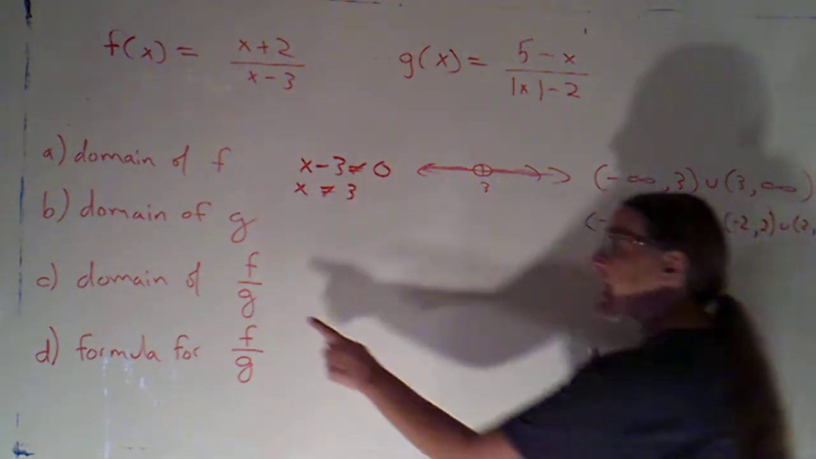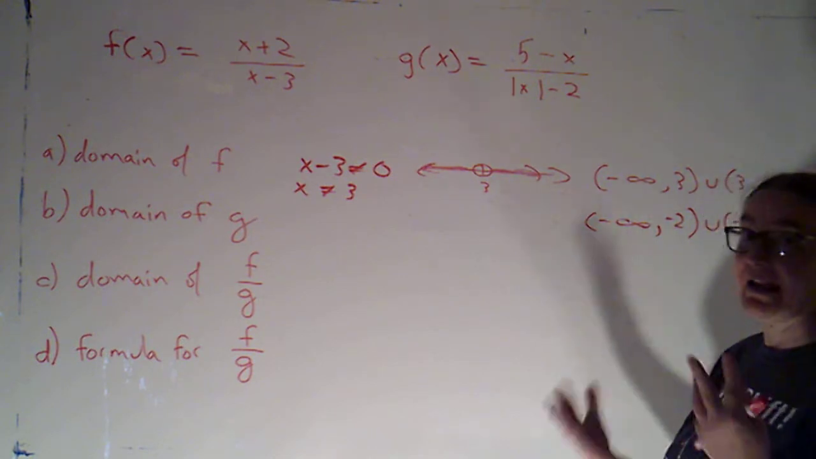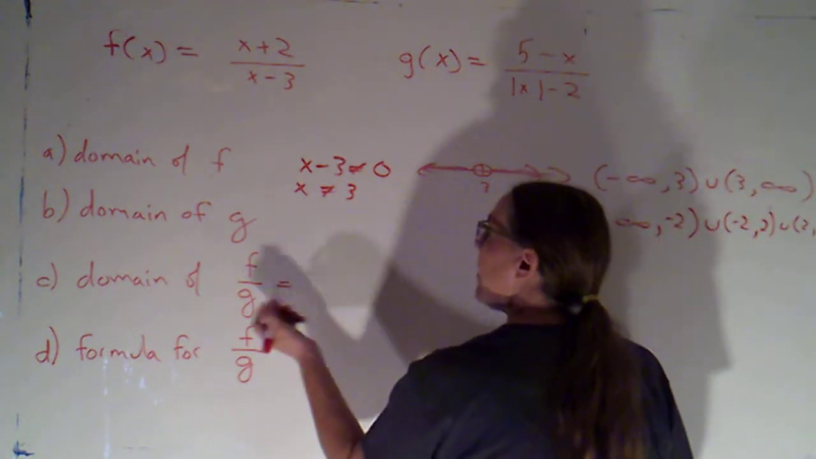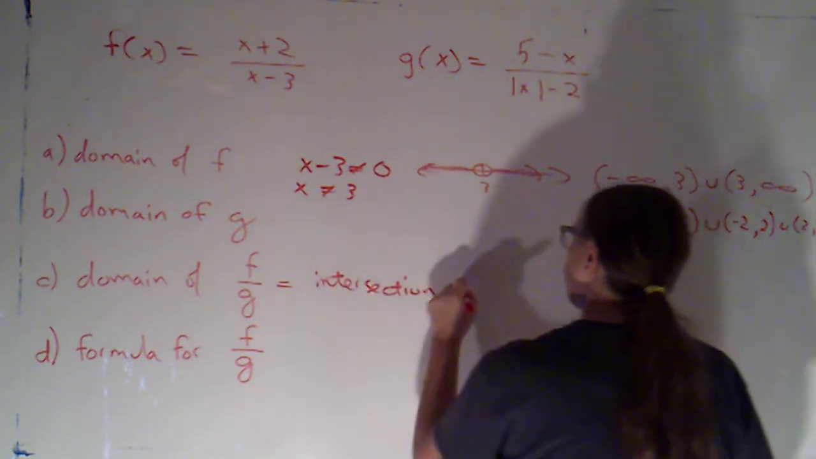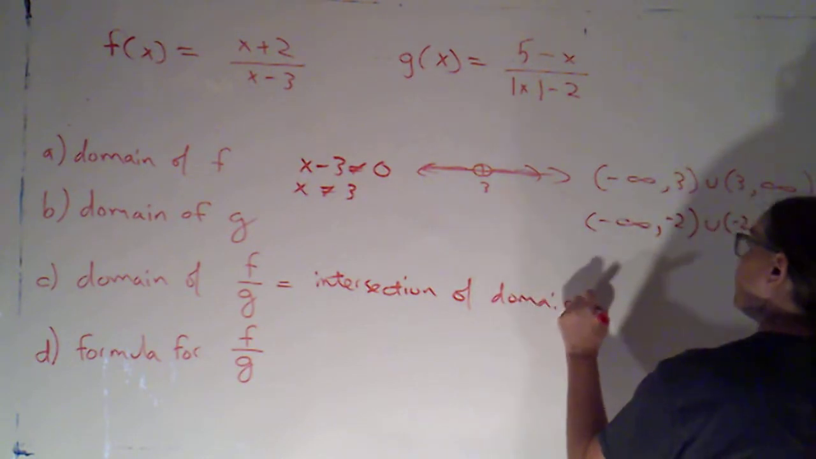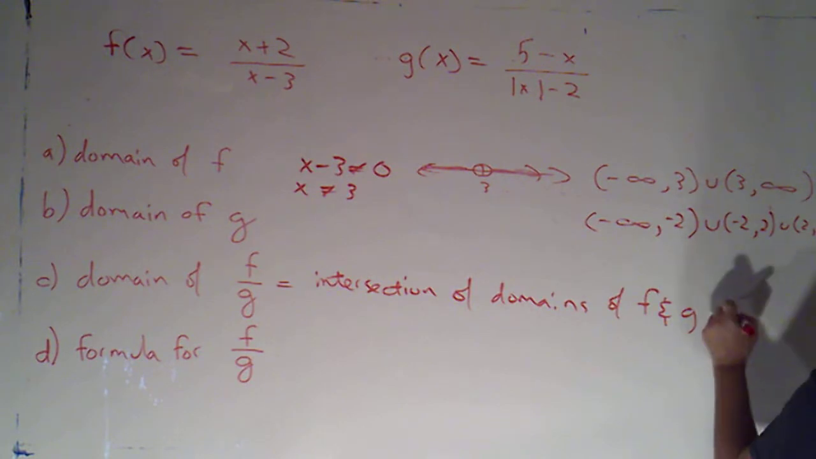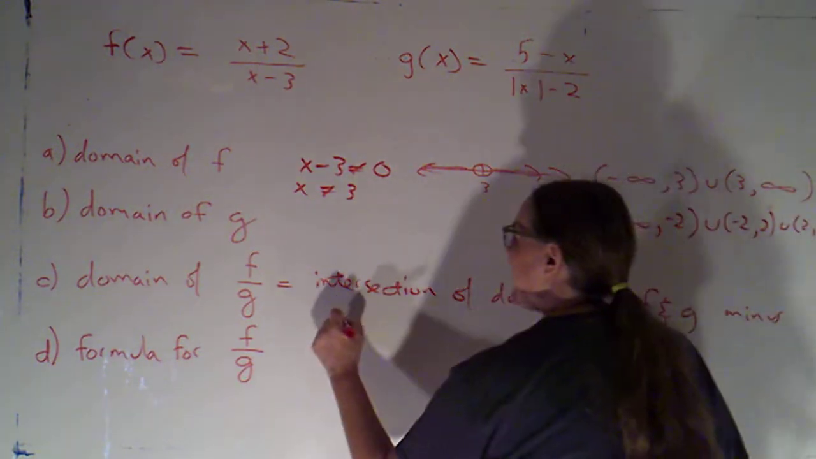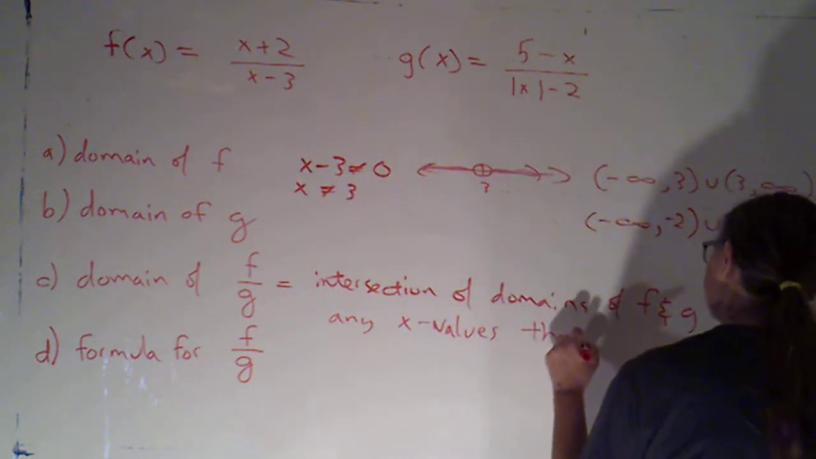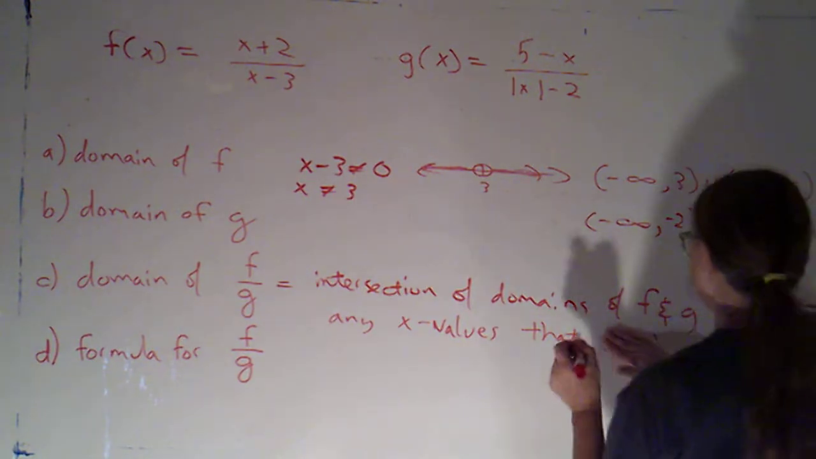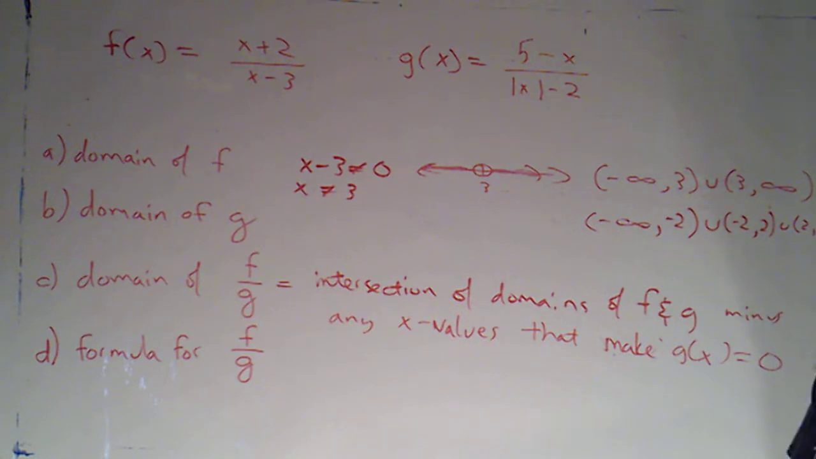But when I'm dividing, I've got an extra restriction because g of x can't be 0. So the domain of f over g is the intersection of the domains of f and g, minus any x values that make g of x equal to 0. I'm going to have to remove those.